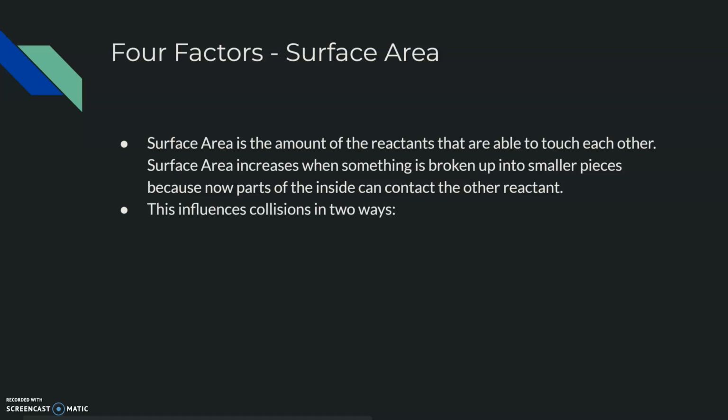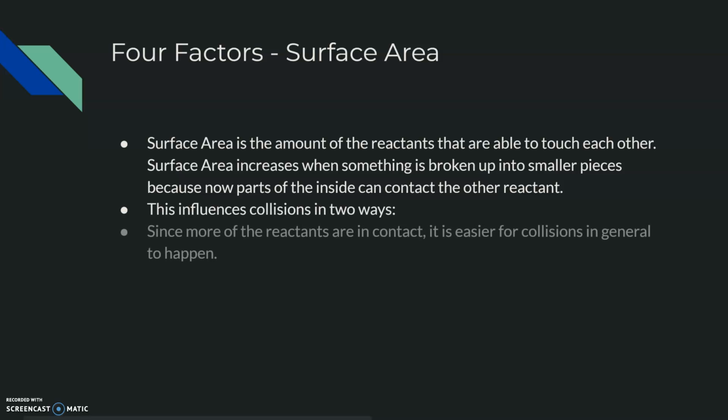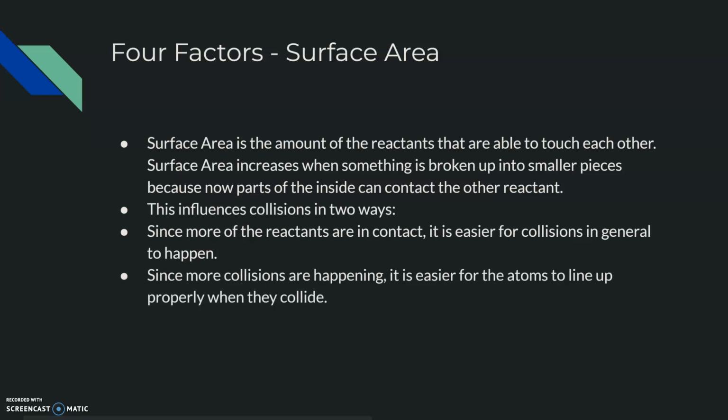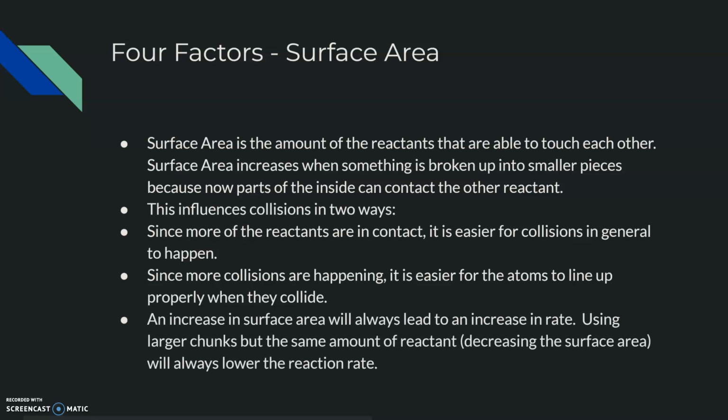This influences collision in 2 ways. Since more of the reactants are in contact, it is easier for collisions in general to happen. Since more collisions are happening, it is easier for the atoms to line up properly when they collide. An increase in surface area will always lead to an increase in rate. Using larger chunks but the same amount of reactant, decreasing the surface area will always lower the reaction rate.